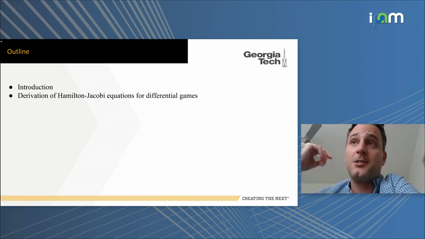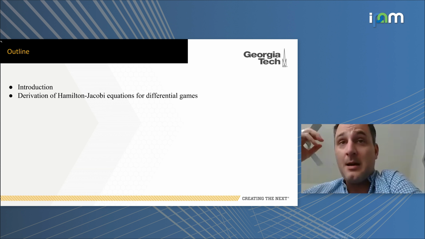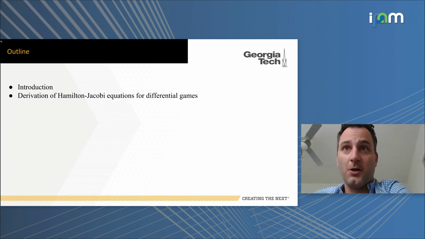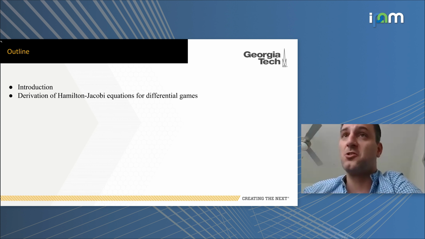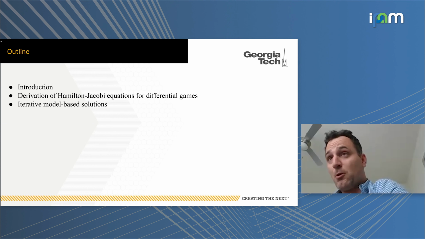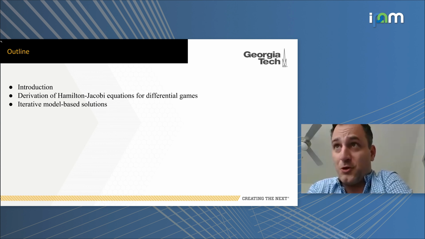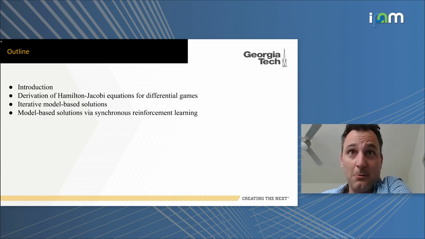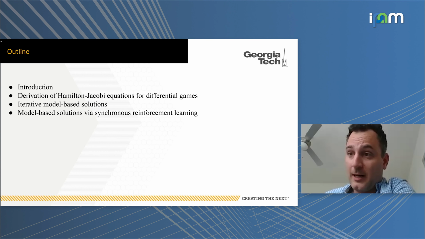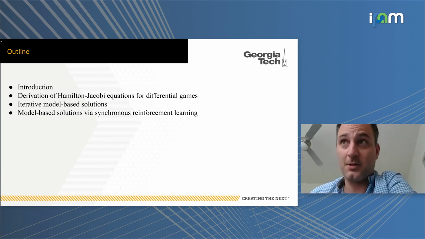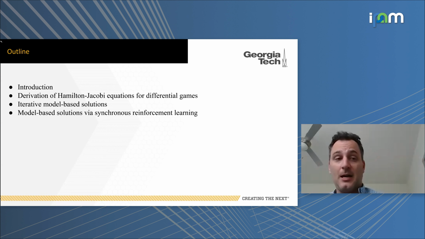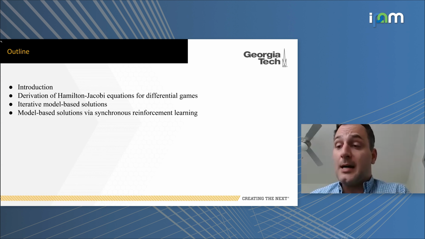So of course, I will introduce why this problem is important. First, I will derive the Hamilton-Jacobi equations, which we all know, for different kinds of games: zero-sum, non-zero-sum, Stackelberg, and graphical games. Then I will provide some iterative model-based solutions. Then I will incorporate reinforcement learning and what we have done over the last years to develop some unique methods that work like adaptive control, but also have optimal components.